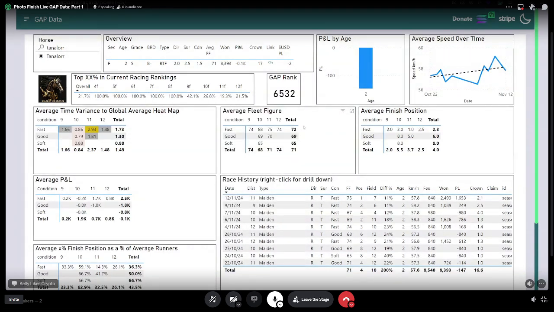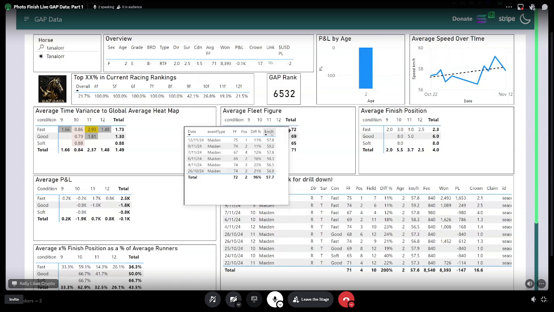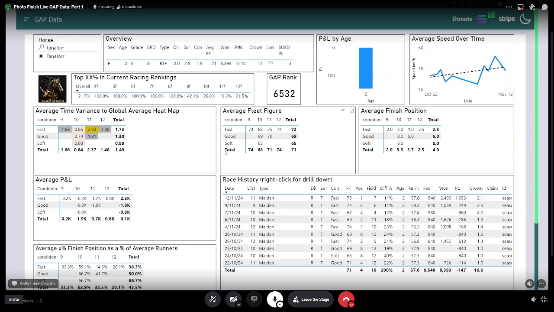And then this down here is your fast, good, soft. Well, fast and good, we can ignore the soft. Soft doesn't really count, but this soft is actually going to make this go lower because you're a firm horse, so you're not going to be very good at soft. But yeah, if you really like this horse, I would maybe check 8. So here's your average finish position. This is finish position. So this is another important one.